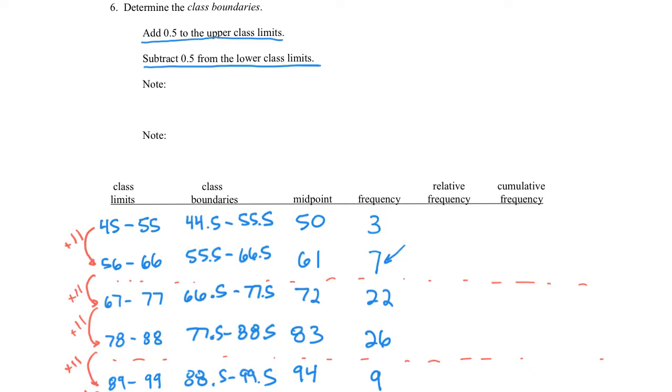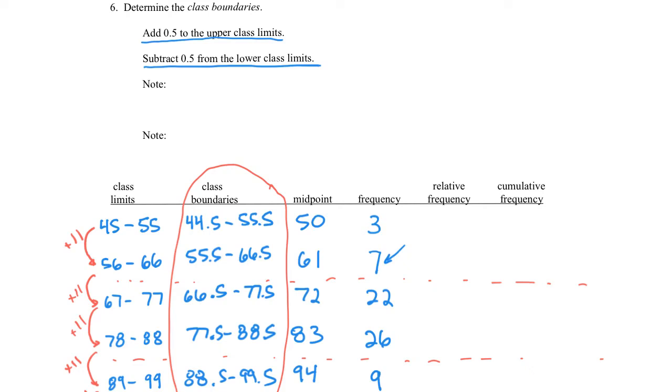Okay, so we've got the class boundaries, and these class boundaries are the numbers we're actually going to use when we make our histogram. We start with our frequency table with the class limits, but we tweak these a little to determine the class boundaries. So just make a note of that. These are the numbers we're going to use when we make our histogram. We use those class boundaries, not the class limits.